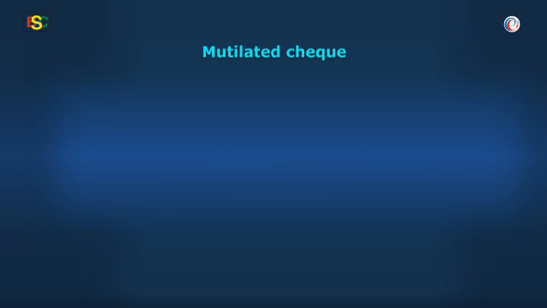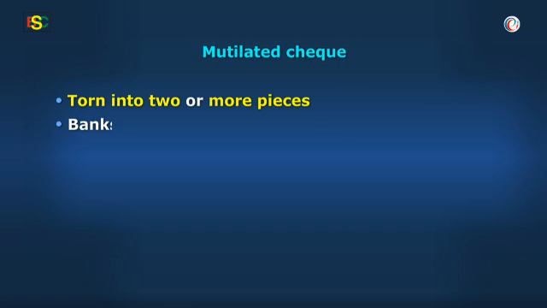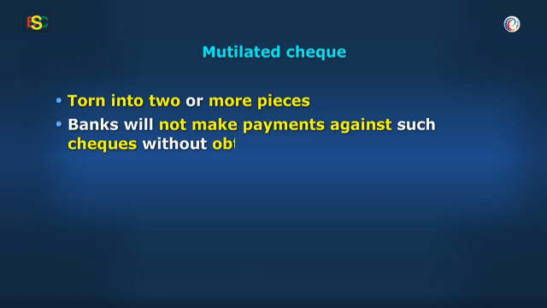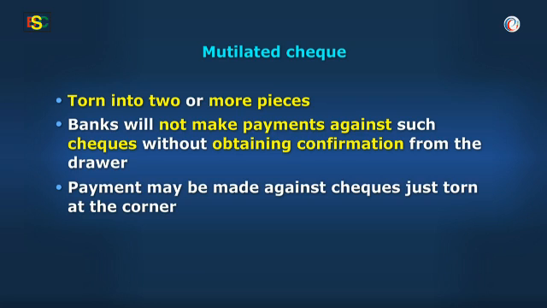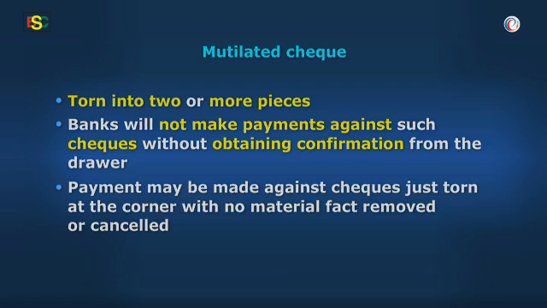Mutilated check. A check that is torn into 2 or more pieces is termed a mutilated check. Banks will not make payments against such checks without obtaining confirmation from the drawer. However, payment may be made against checks just torn at the corners with no material facts removed or cancelled.